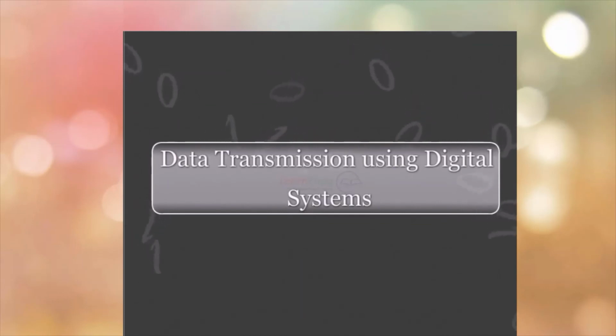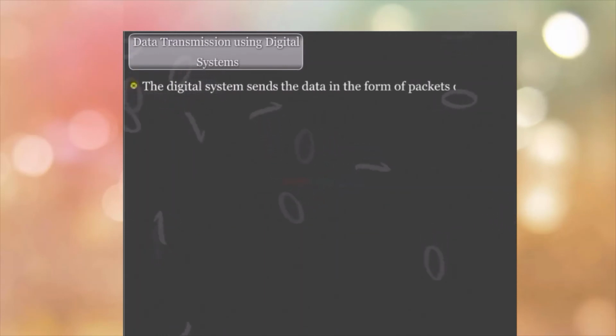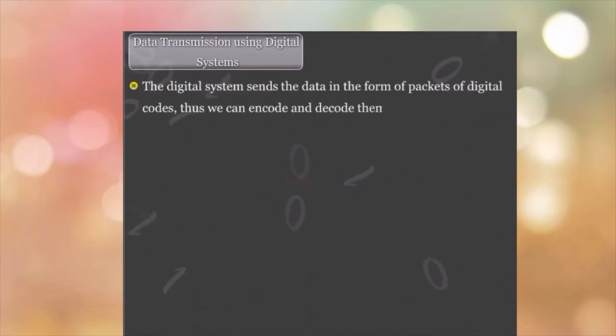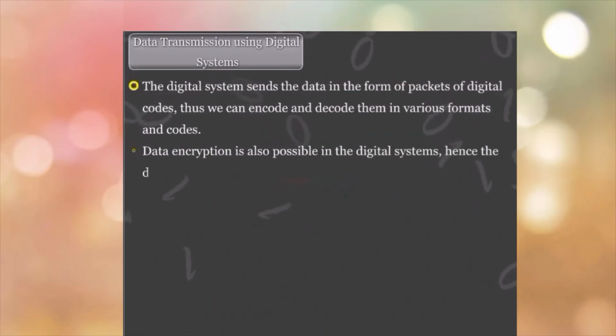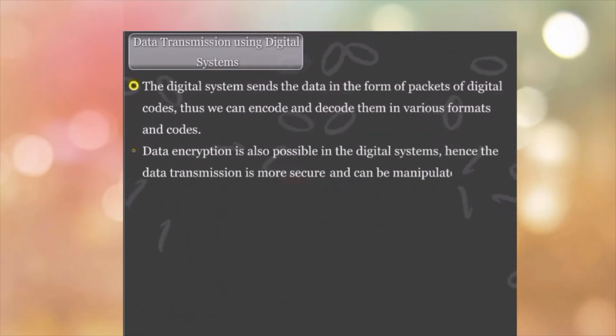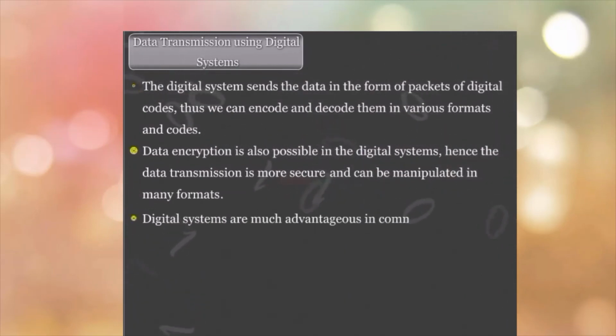Data transmission using digital systems. The digital system sends data in the form of packets of digital codes. Thus, we can encode and decode them in various formats and codes. Data encryption is also possible in digital systems, hence the data transmission is more secure and can be manipulated in many formats. Digital systems are much more advantageous in communications.